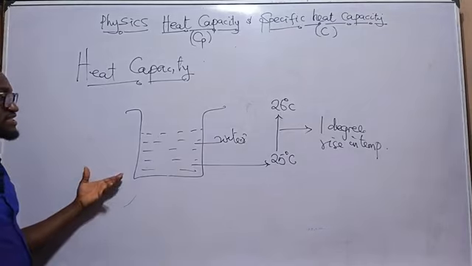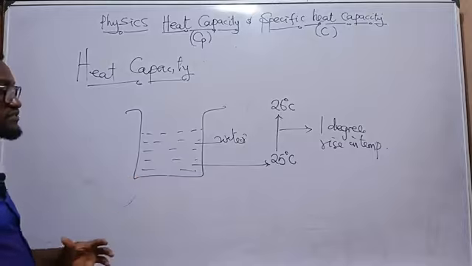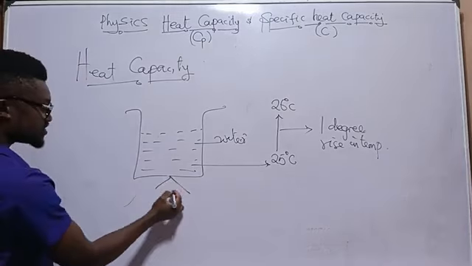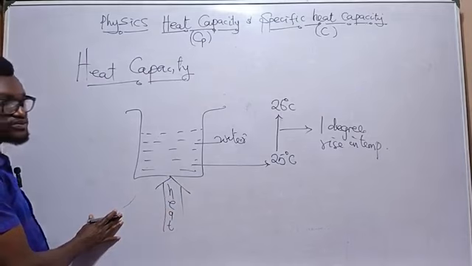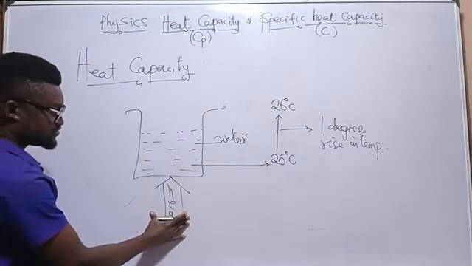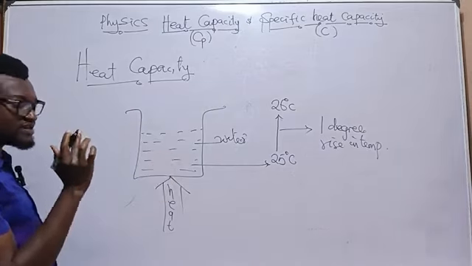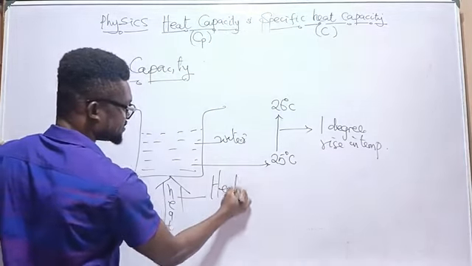Now, for me to do that, I need heat. Now, there is a specific quantity of heat that is capable of doing so. Now, if I apply such a heat that will do the job, such a heat will raise the temperature of this water through 1 degree rise in temperature. That quantity of heat is what we call heat capacity.